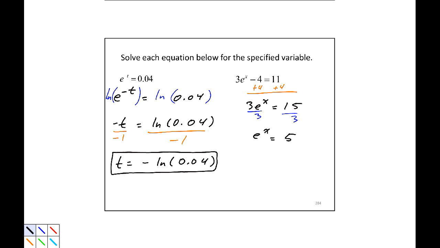All right, now at this point, because we don't have a base 10, and also because this is a natural exponential, we want to use the natural logs. We'll take the natural log of both sides, so that we have natural log of e to the x equals natural log of 5. And natural log of e to the x is going to be x. So x equals natural log of 5. And that is our exact answer.